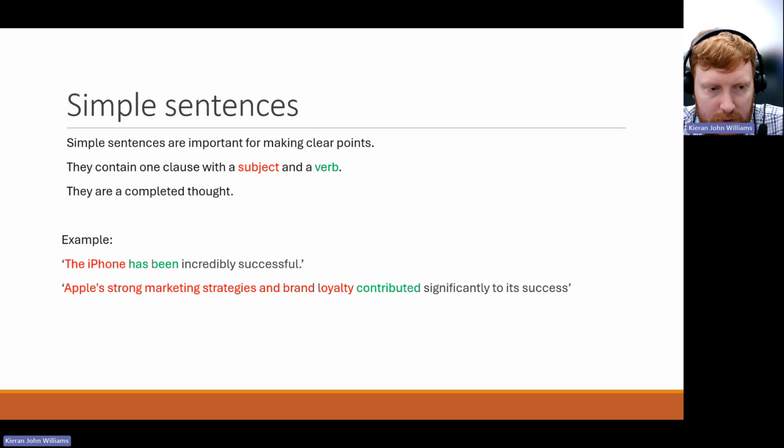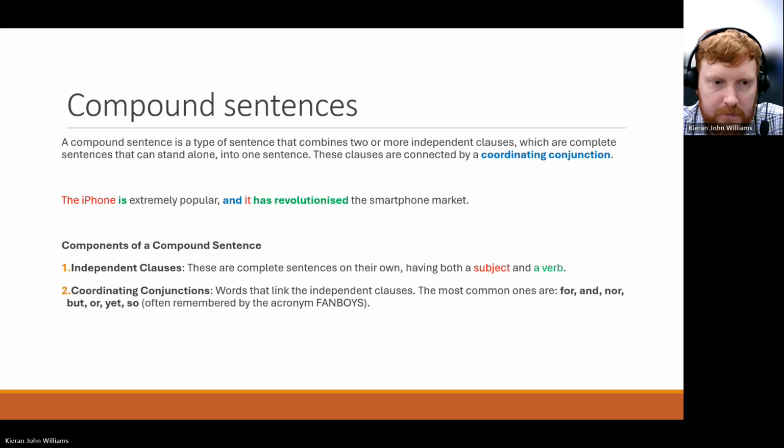The first one again is quite simple. The iPhone, that's the subject. The verb is 'has been', and then you've got an adjective and an adverb and an adjective there. So that is an example of a simple sentence. Just one clause, one idea, a subject, and a verb. These are usually quite easy to make, but the next thing we're going to have a look at is a bit more difficult.